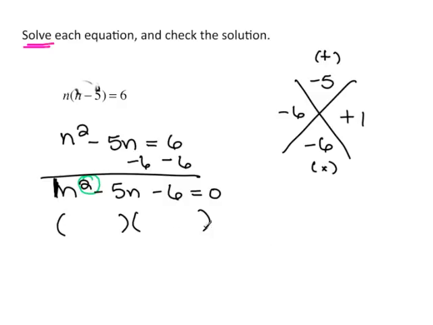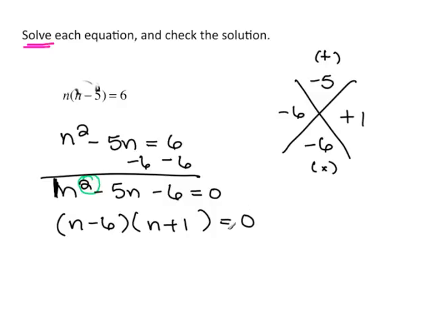So we're going to write our factors. We write n minus 6 and n plus 1 equal to 0. Again, remember with these types of problems, you can switch the +1 and the -6. The commutative property of multiplication allows us to switch the order without affecting the product.